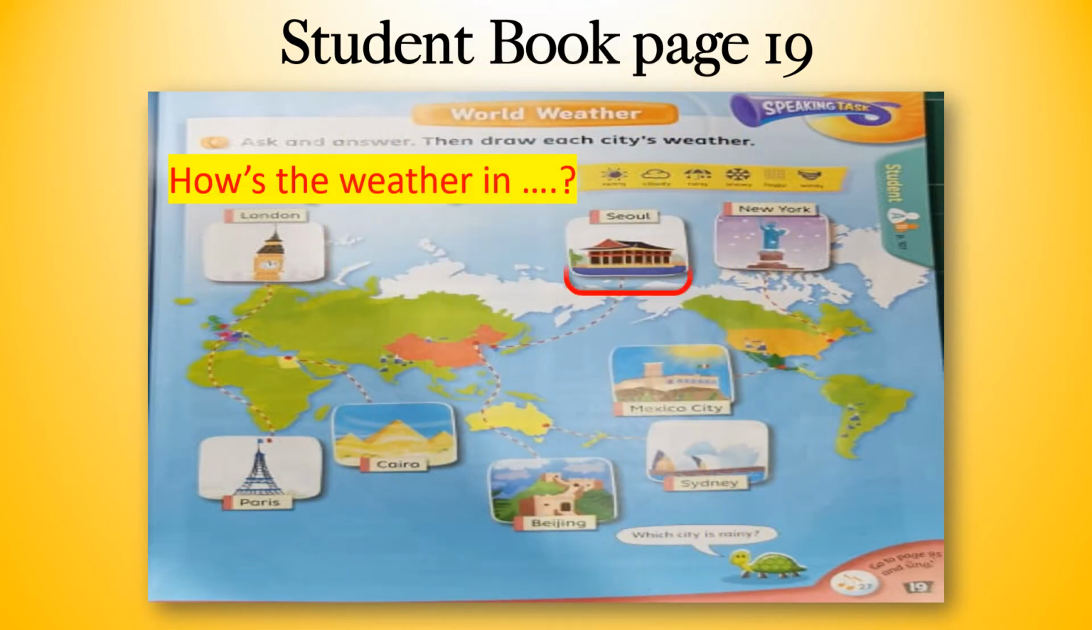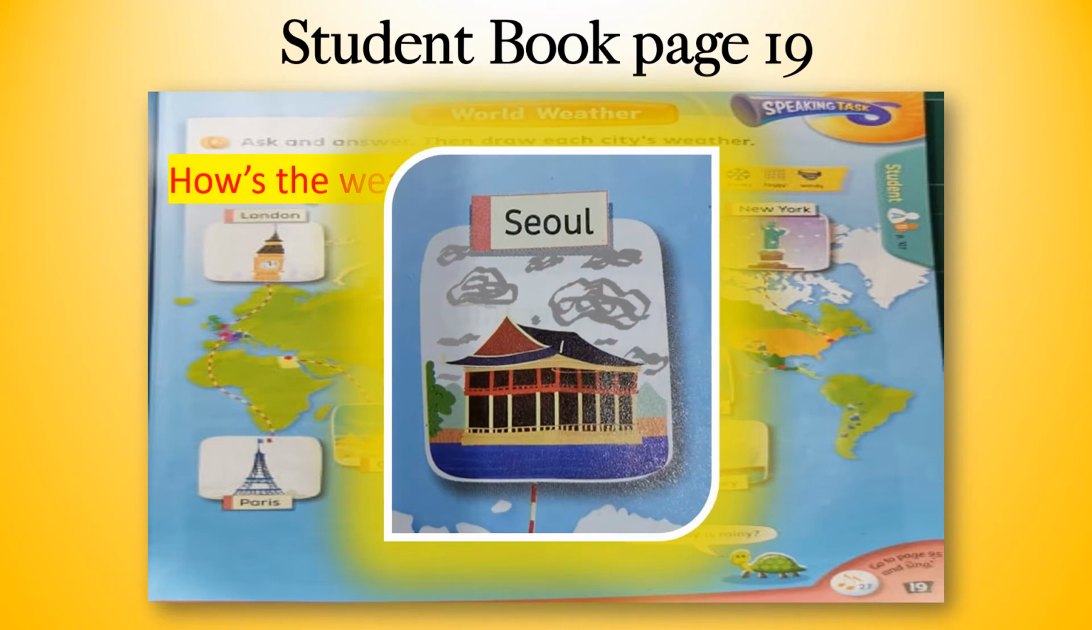Okay, let's look at the next one. Seoul. How's the weather in Seoul? It's. Now I told you I wanted it to be cloudy. Do you remember? I wrote Seoul under the little yellow picture for cloudy. You have to draw the picture. So how's the weather in Seoul? It's cloudy. Does your picture look like this? Okay.